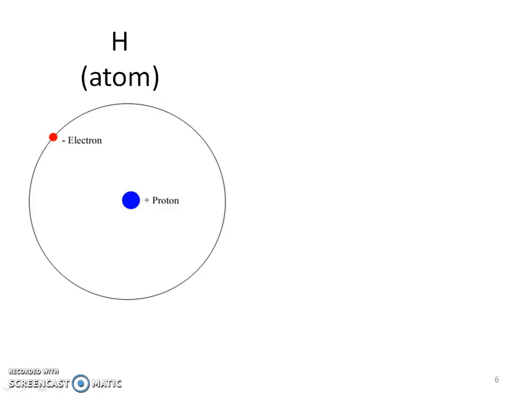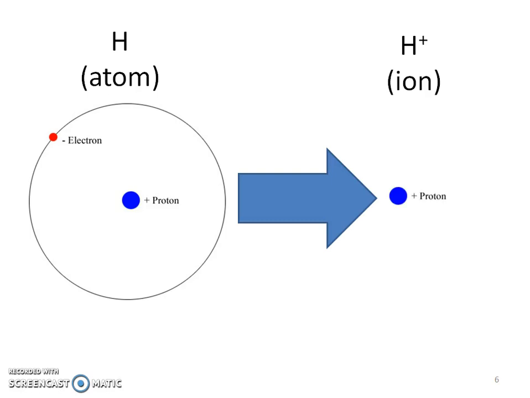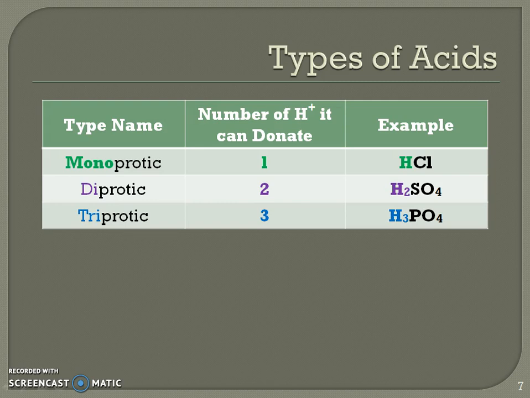So let's look at hydrogen as an atom. Hydrogen as an atom has one proton in the nucleus and one electron in its outer shell or outer energy level. And when it becomes an ion, the energy level goes away, and what's left over is that proton. So this is why the H+ ion is called a proton donor, because that's all it is, a proton. There's no electrons. So there are three types of acids: the monoprotic, the diprotic, the triprotic.